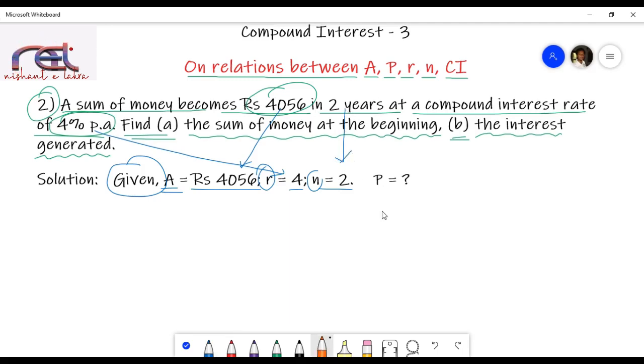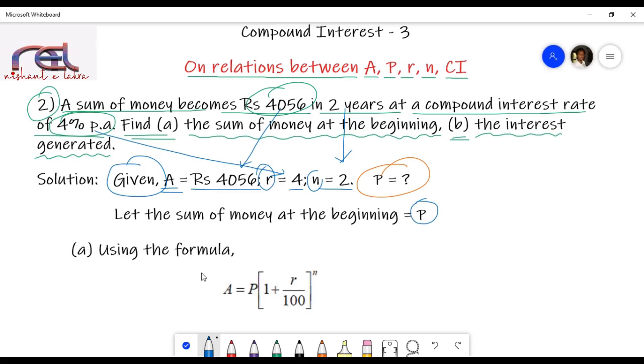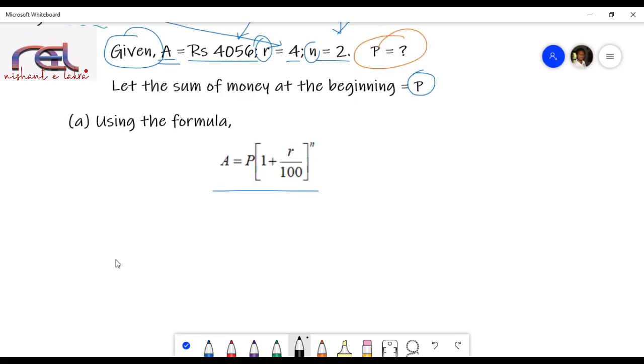So what do we have to find? We have to find the sum or the principal. We do not know it, so we will just assume it to be P. Let the sum of the money at the beginning equal P, that is principal or the sum of money. Using the formula of amount, you should be memorizing this formula, we'll just replace the values that are given in the question.